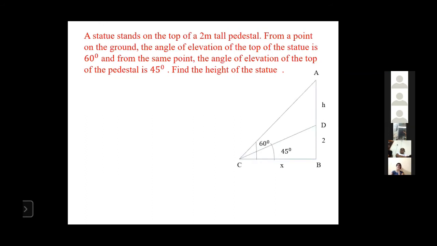Here, BD is the pedestal, which has height 2 meters. On top of the pedestal we have a statue of height h. From position C, one person is observing the top of the pedestal with an angle of 45 degrees, and he is also observing the top of the statue with an angle of 60 degrees.